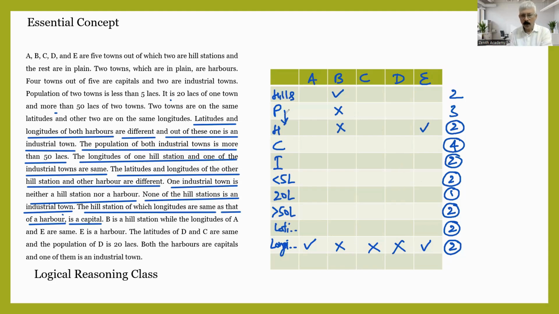Now look, out of three plain, two are harbors. E is a harbor, so definitely it is going to be in plain. When E is in plain, there is no question of it being here. So cancel it out.